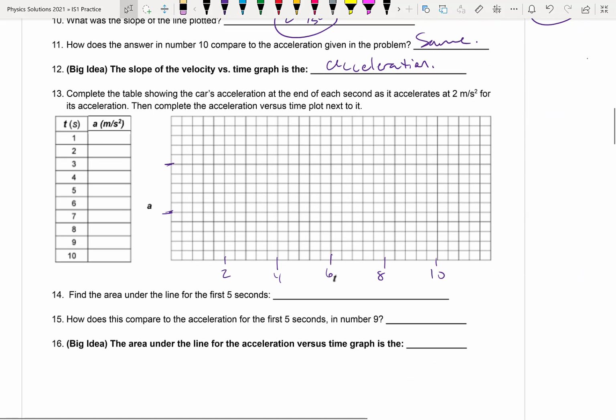Next up, it says complete the table of the car's acceleration at the end of each second as it accelerates at 2 meters per second squared for its acceleration. Then complete the acceleration versus time plots next to it.